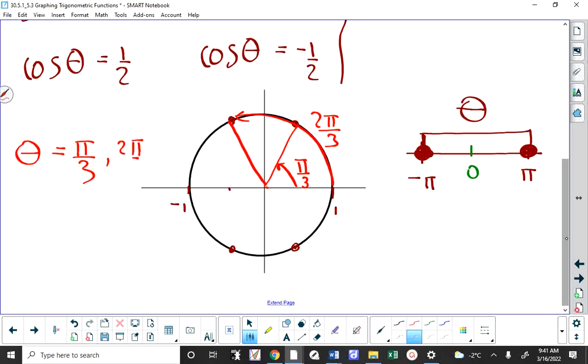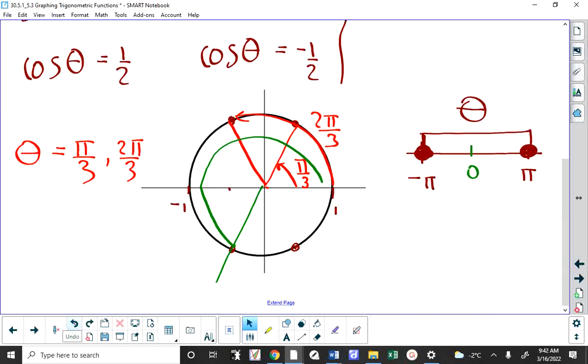Does what? Sorry. 2 pi over 3 is an angle that is in between 0 and pi. But if I were to say 4 pi over 3, 4 pi over 3 may be a solution to that equation, but 4 pi over 3 is not in the domain, so it's actually not a solution to this particular equation.